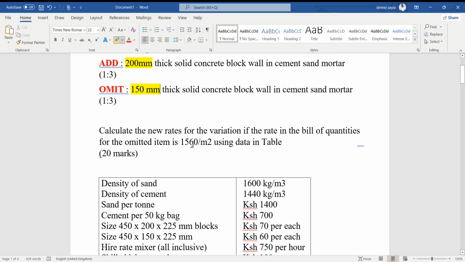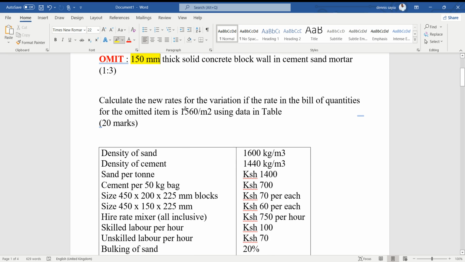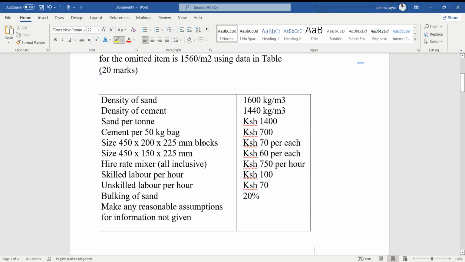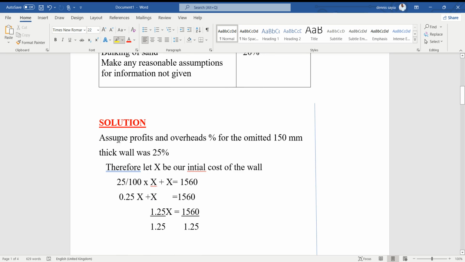Now we are told that the rate in the BQ for the omitted item, that is 150 millimeters, is 1560. Now, when we are talking about this 1560, this includes the profit and the overhead. Now, we want to find the cost of that 150 millimeters thick block wall without the profit and the overhead. So we've been told to assume any reasonable assumption.